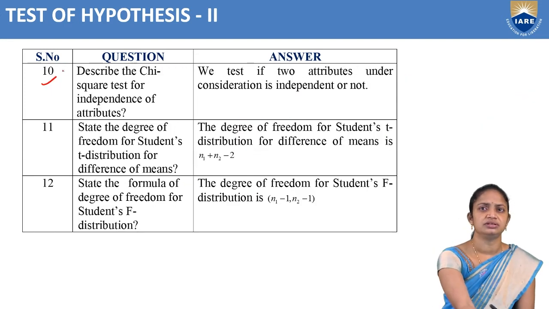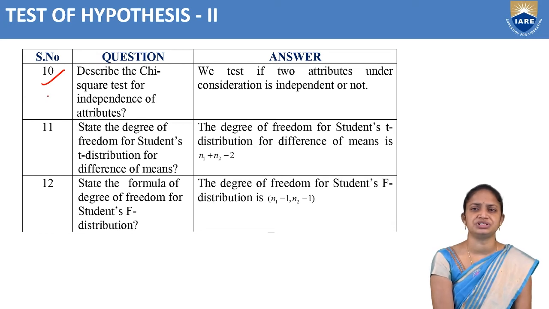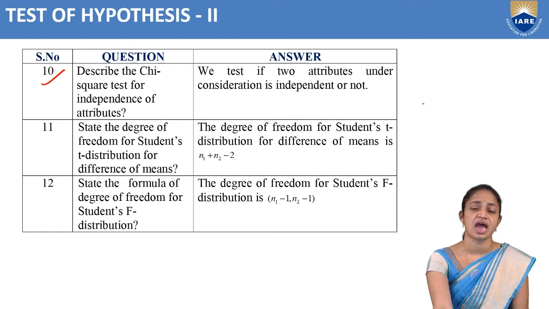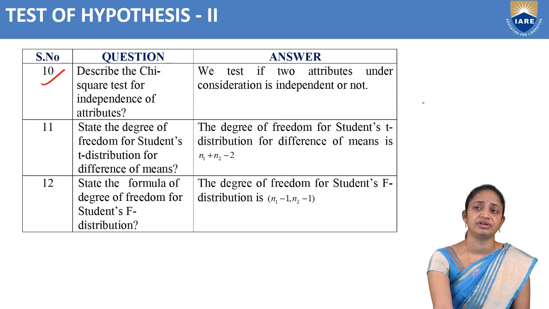Next question. Describe the chi-square test for independence of attributes. Here we use this test to check whether two attributes under consideration are independent or not. In this case we have to find the expected frequencies.